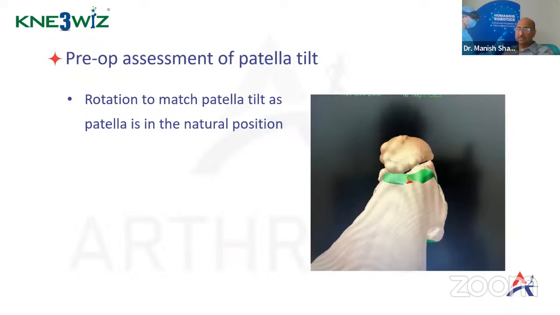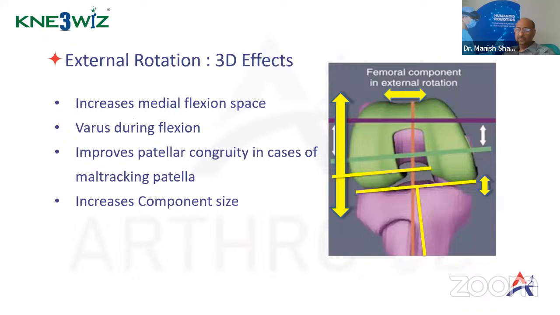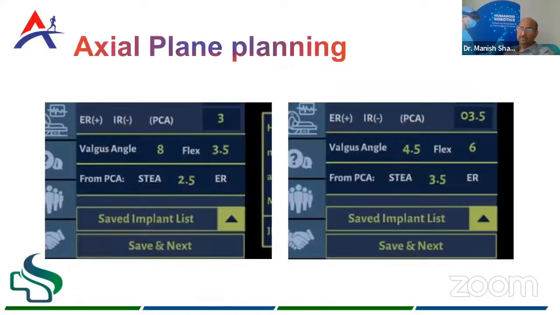Important to assess the patellar tilts. Effects of rotation: externally rotating the femoral component increases the medial flexion space. It increases varus during flexion, improves congruity in cases of maltracking patella, but it increases component size. So there might be a mediolateral mismatch. And as we can see, different patients have different rotations. It's important to understand the individualized anatomy.